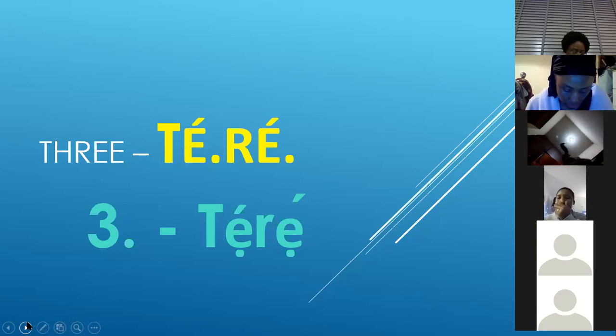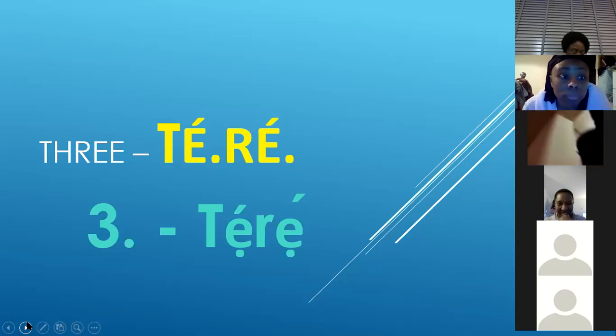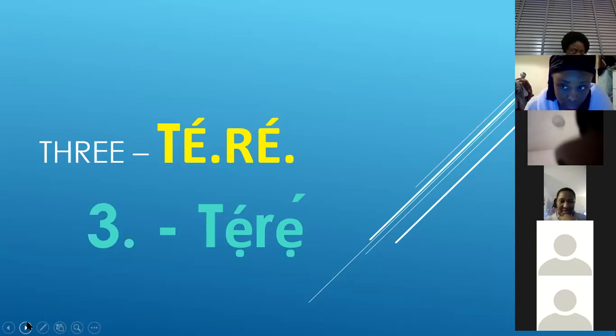If there was no dot underneath the E's, Soki, how would you say this word? Try, just give it a try. There's no dots underneath the E's. How would you say it? Because there are dots, it is tere. But if there are no dots, how would you say it? Anybody? Any offers? Tere.